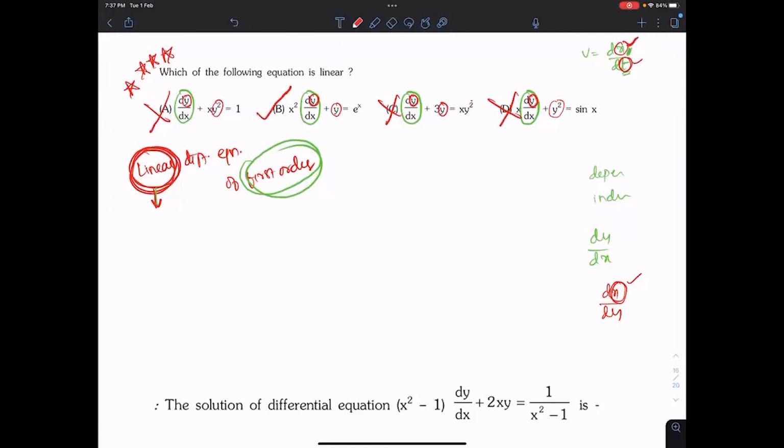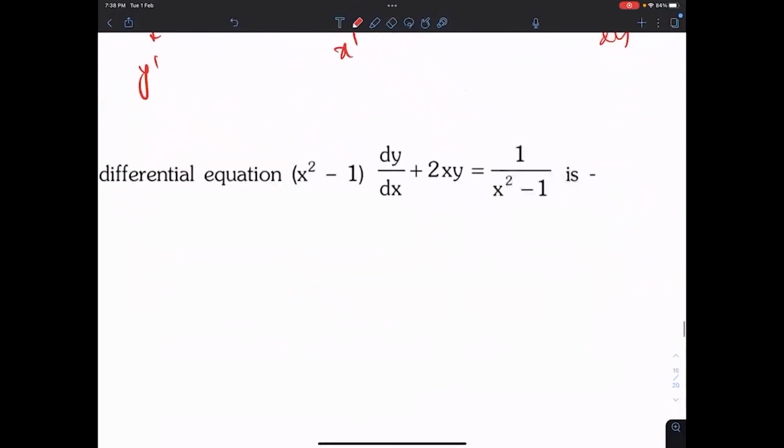So whenever you see a linear differential equation, we have two types. In one LDE, we will write the dy by dx type. The other one is the dx by dy type. If you're writing dy by dx, then the power of y must be 1. If you're writing dx by dy, the power of x must be 1. Let us see. If you see here, obviously the power of x is 2 here, but when you see y, its power is 1 only. So this is LDE in y.